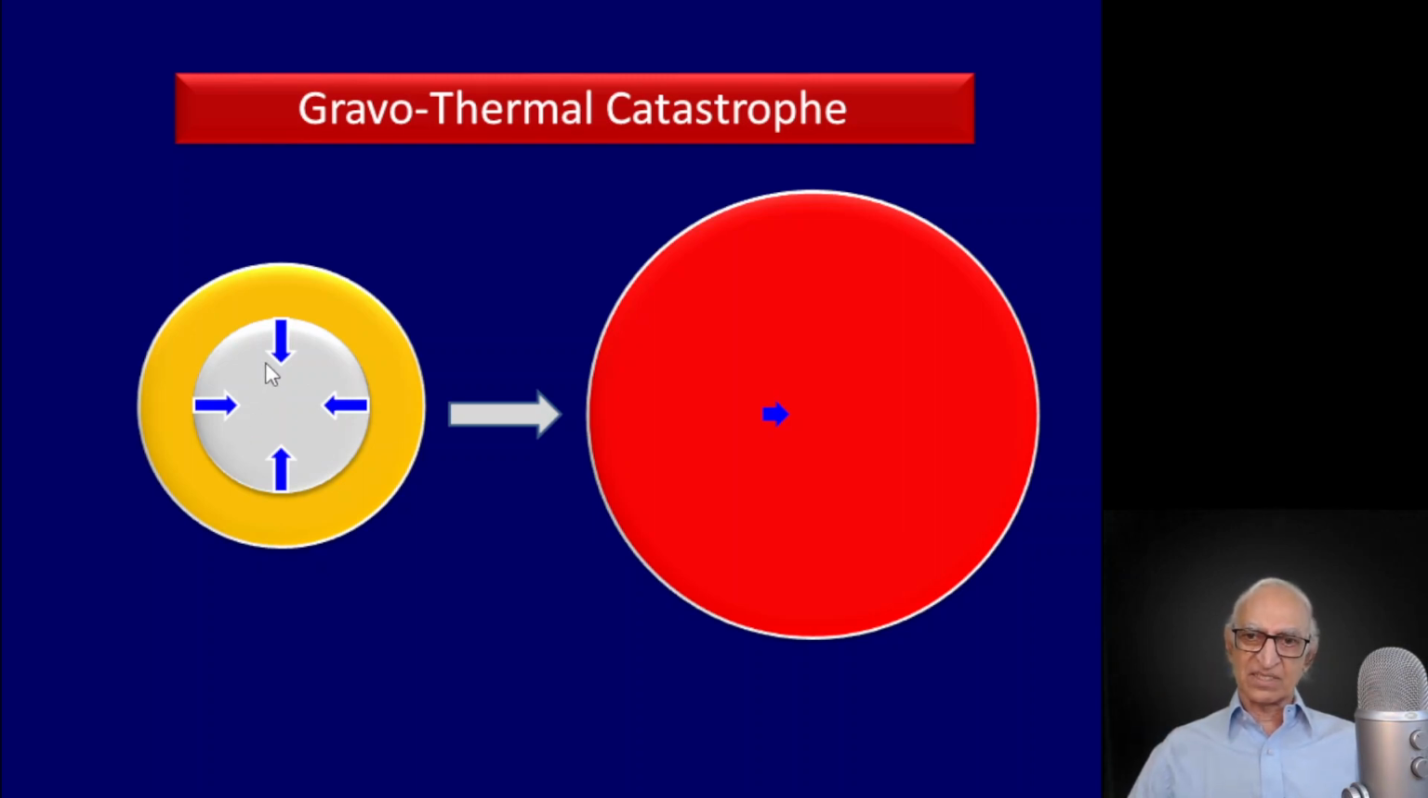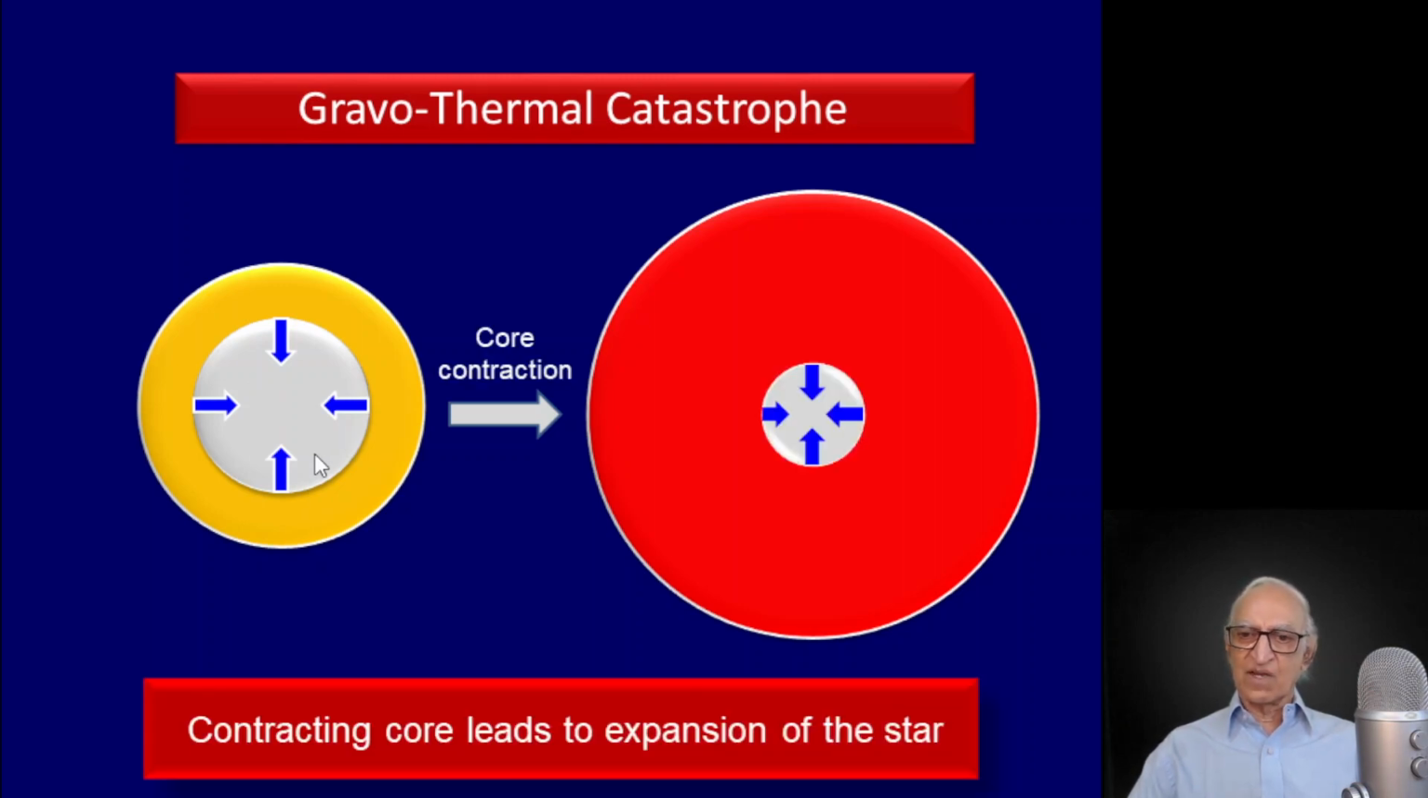Gravity is squeezing this helium core. It is contracting, and the core contraction will lead to the expansion of the star. Why? As the core contracts, as I explained in the earlier lecture, the gravitational binding energy, which is minus GM squared divided by R, will be released. You are releasing positive energy, and this positive energy will go to overcome gravity in the outer layers of the star, and the star will expand. I hope that's very clear to you.